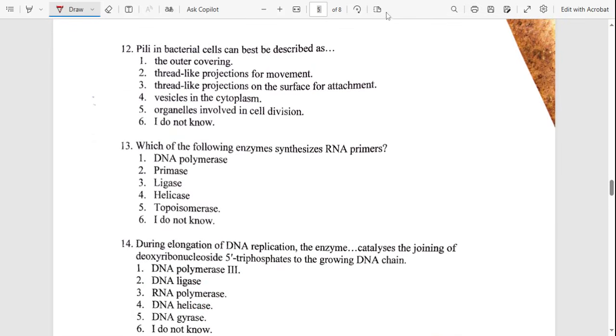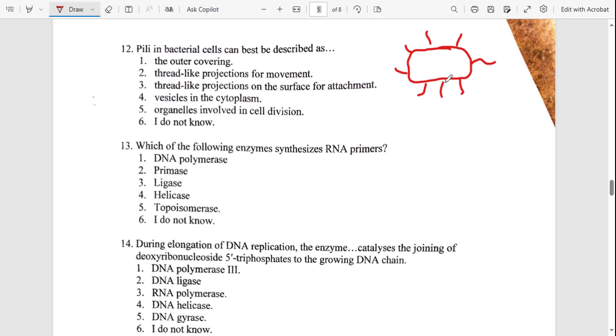Number 12, pili. Now, when you look at bacteria, they have pili. Pili are structures which help bacteria in movement. Another important function of pili is that it is involved in reproduction. Bacteria don't have any sex cells, so these will be acting as the things of reproduction.